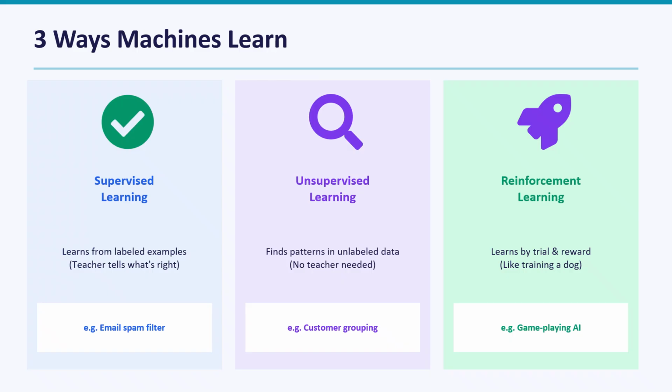Second is unsupervised learning. Here, you only give the model raw data without any labels. The model has to find patterns on its own. For example, a marketing team gives customer data to an ML model and asks it to group similar customers together, even though no one told it what the groups should be. Third is reinforcement learning. This is fascinating. The model learns by trial and error, just like training a dog. You do the right thing, you get a treat. You do the wrong thing, you get nothing.